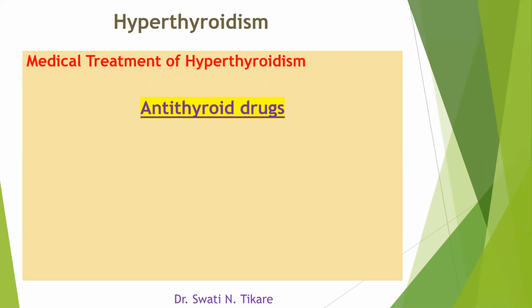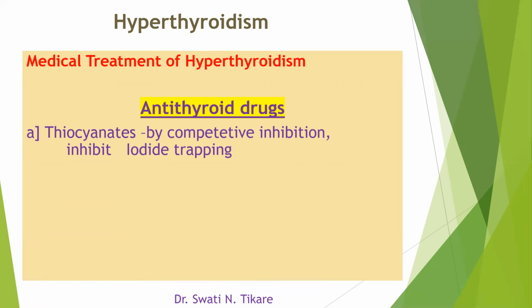Treatment is medical line of treatment is through anti-thyroid drugs. So the word anti-thyroid drugs include those drugs which act on one or the other level of synthesis of thyroid hormones and block the synthesis of thyroid hormones. Let's see the list first, then we will go to the diagram and understand.